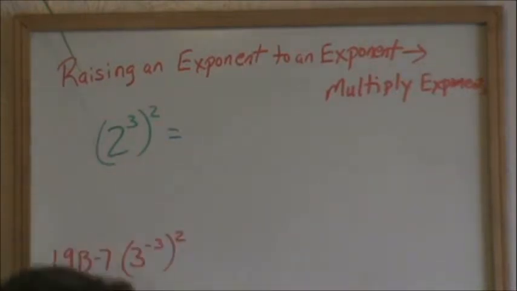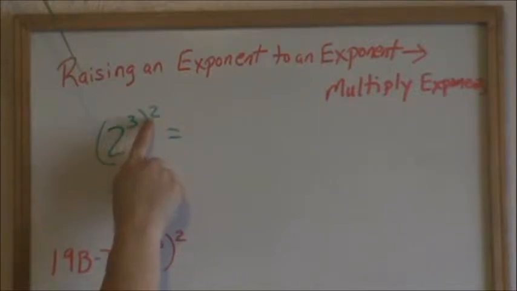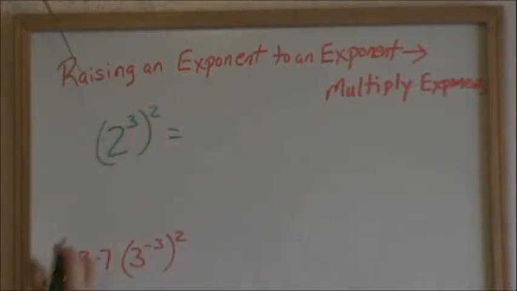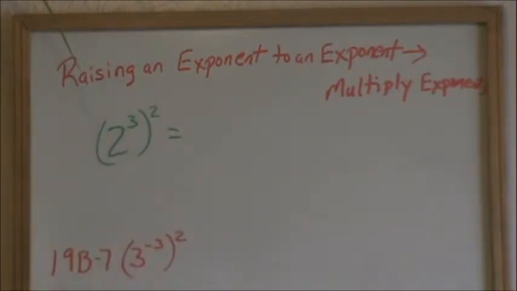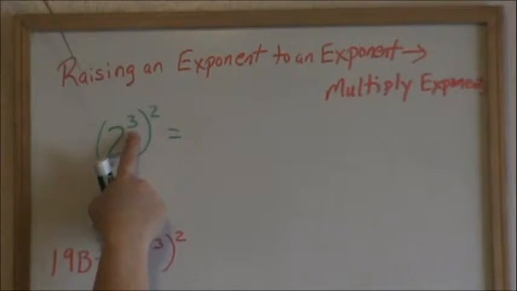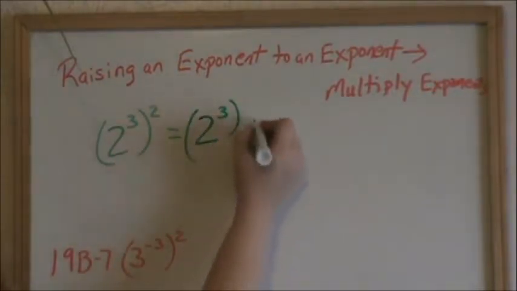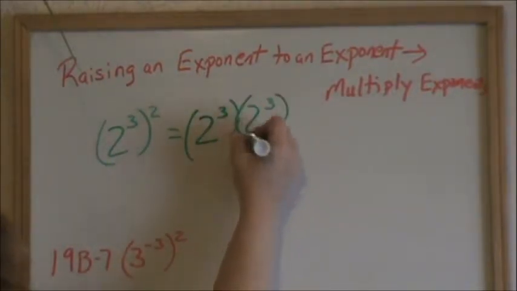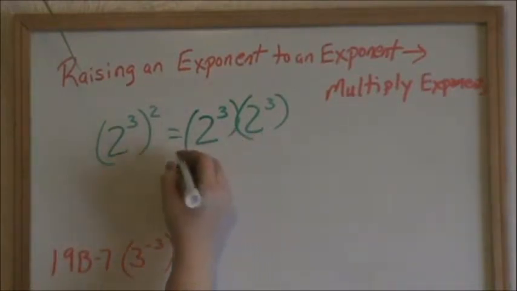I'm going to prove to you when you have an exponent raised to an exponent, you multiply your exponents. So just ahead of time, we know that this is going to be 2 to the 6th, but I'm going to prove this to you. 2 cubed squared. Okay, anything squared means itself times itself. So this means 2 cubed times 2 cubed.